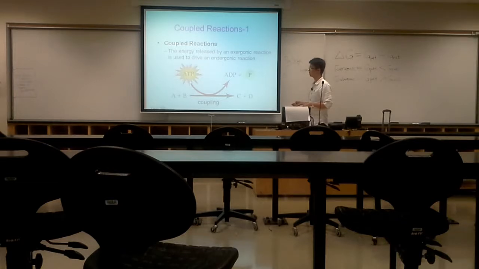ATP, when we break the bond between the phosphate group, then the covalent bond between the phosphate group will be released. So this reaction, ATP into ADP and inorganic phosphate, will be the exergonic reaction. The energy that is released by breaking the covalent bond between the phosphate group will be used to drive this reaction, reactants A and B into products C and D. In other words, this reaction at the bottom is an endergonic reaction, and this reaction on top will be the exergonic reaction.